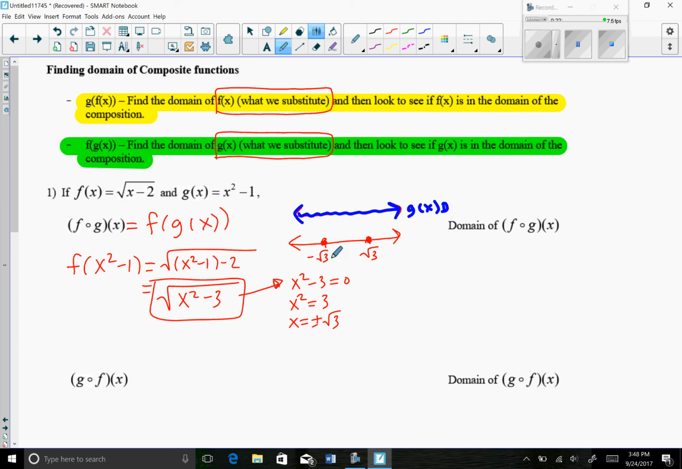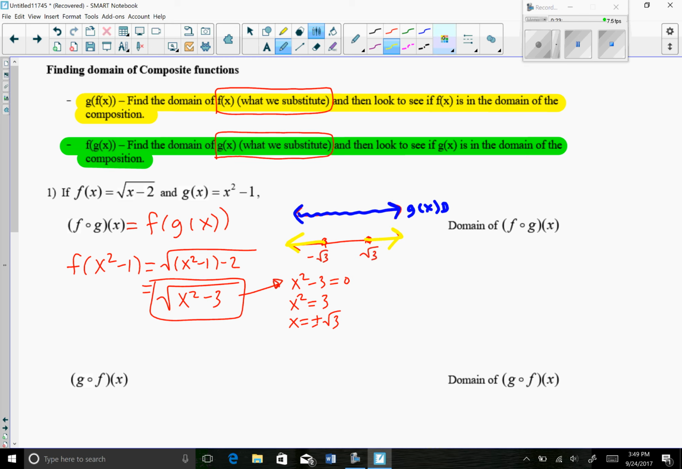So if I pick 0 because it's in between these two, 0 squared minus 3 is not going to work because it's going to give me a negative 3 underneath the radical, so it wouldn't be part of our solution, so I'm not going to highlight here. If I plug in something below negative root 3, like negative 10, negative 10 squared is positive 100 minus 3, which is going to give me positive values. So I know that I can highlight this part of my line. And same thing on the opposite side. If you were to plug in 10, it would work as well.